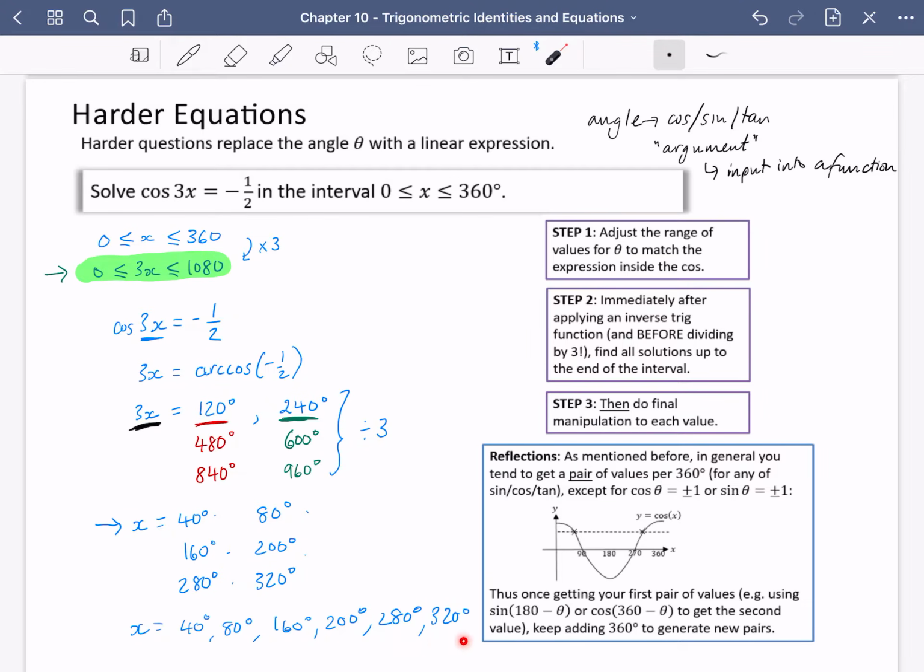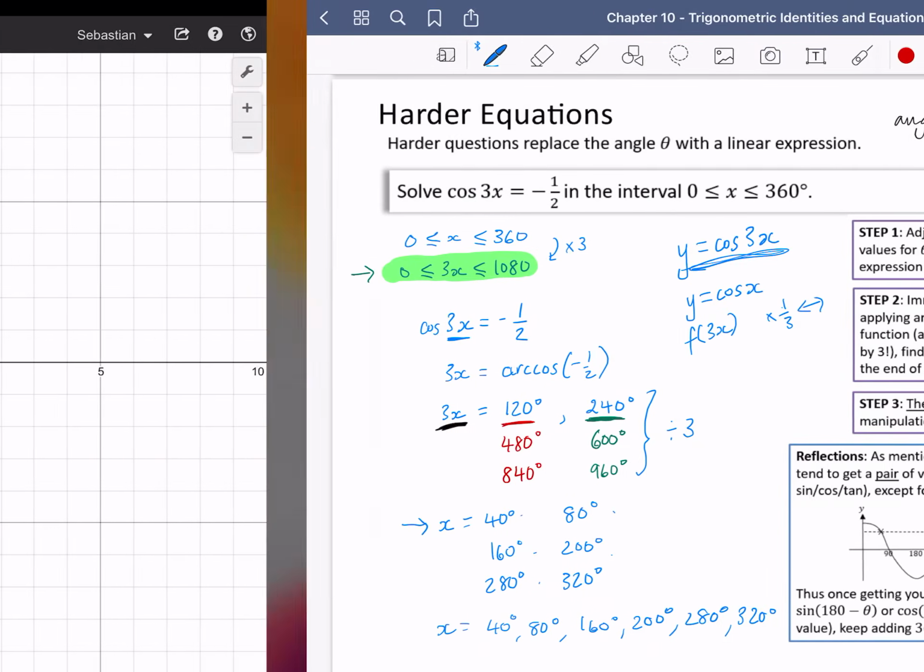So why have we got so many more solutions here? Well, if you have a think about the graph y equals cos 3x, you should be able to tell me what type of transformation this is. If it was the y equals cos x graph, clearly we're now doing f of 3x, and f of 3x is going to be a scale factor of a third in the x direction. So it's actually squeezed the graph in. I'm going to show you what this looks like on Desmos.